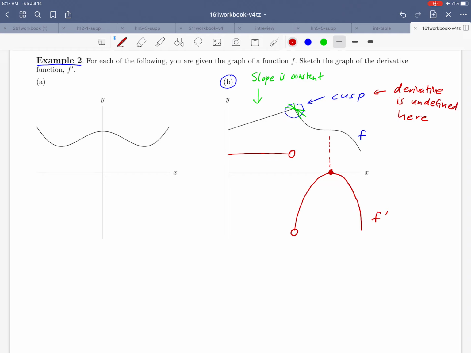And so there's our best approximation of the derivative. Notice it's a strange-looking derivative. It occurs in two pieces this time.